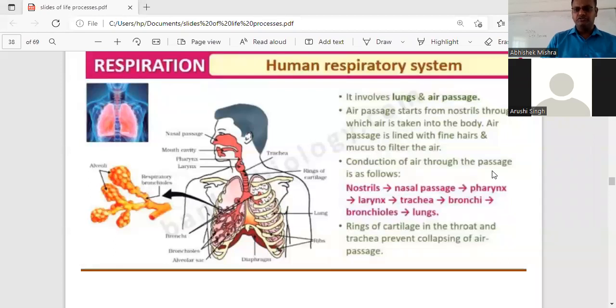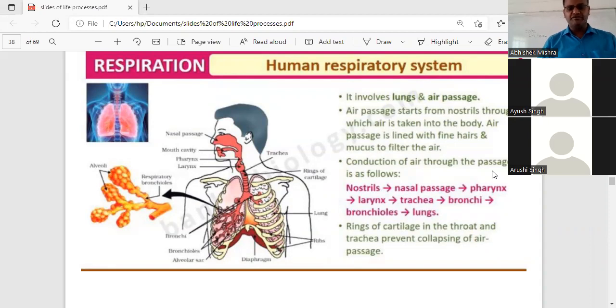Okay, Ayush. Ayush, unmute yourself. I've given you the option, unmute yourself, Ayush. Yes, sir. Yes, Ayush, which is our main respiratory organ? Sir, lungs. Lungs. And how many lungs do we have? Sir, 2. Okay, fine. So definitely correct, the lung is our major respiratory organ.